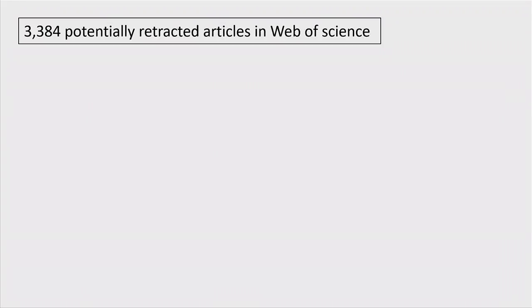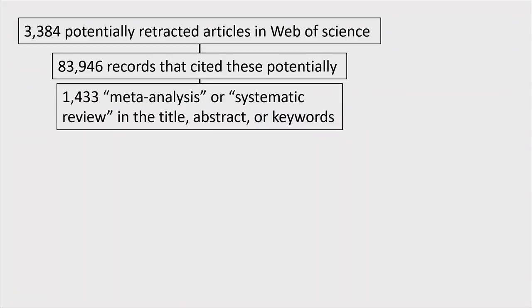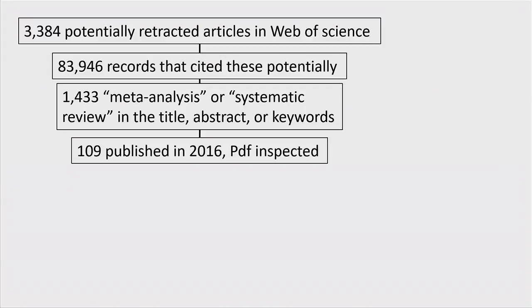And so very quickly, what we proceeded to do was the following. We identified in the Web of Science all articles recorded as retracted to date, the date being last year, and identified all records in the Web of Science that were citing those articles, so that from these we could boil the number down to a list of plausible, potentially usable meta-analyses. And then we limited this list to 2016, and so we had 109 potentially relevant articles.